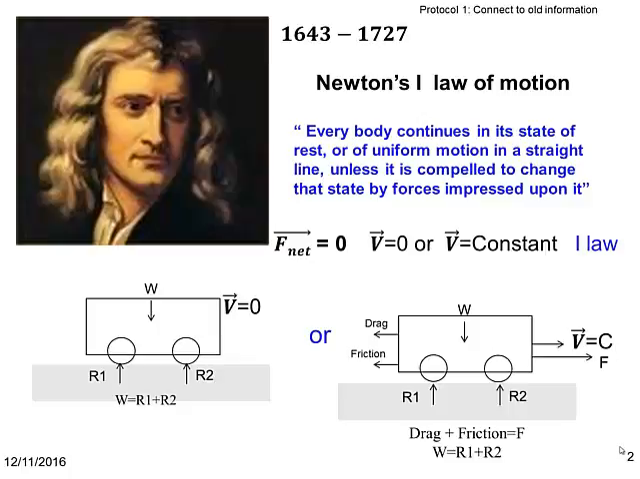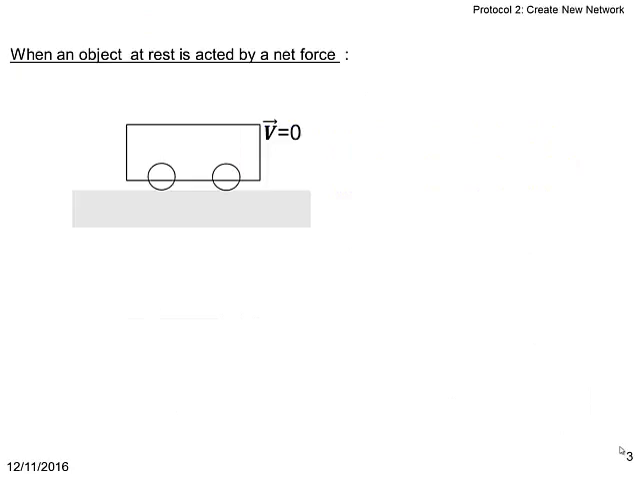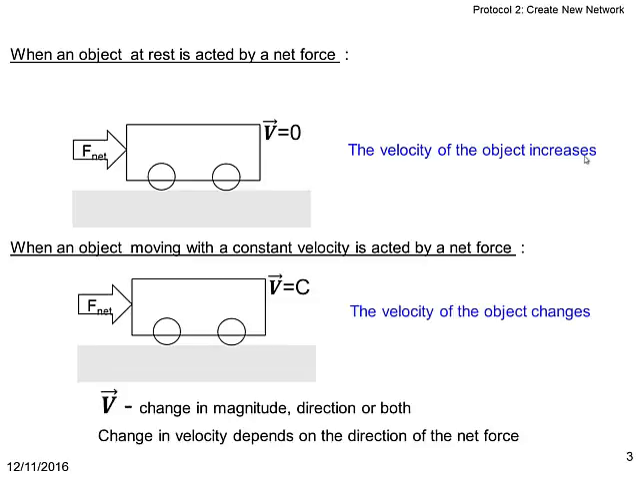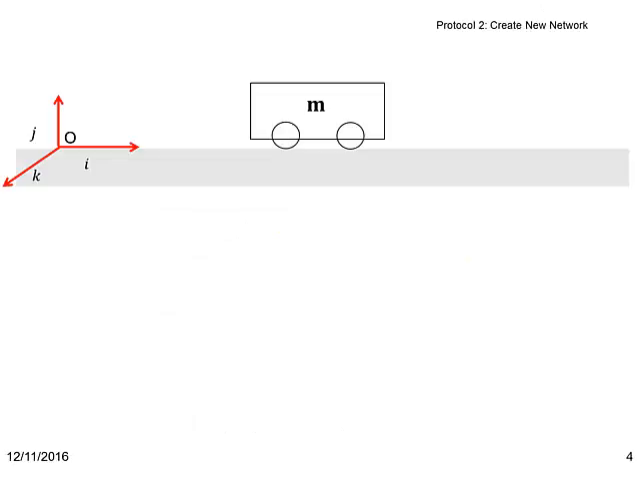When an object at rest is acted on by a net force, it will start moving and its velocity increases with time. When a body moving at constant velocity is acted upon by a net force, its velocity changes. Since velocity is a vector quantity, a change is possible through changes in its magnitude, direction, or both. Change in velocity will depend on the direction of the net force acting on the body. In both these cases, the object accelerates due to the applied force.